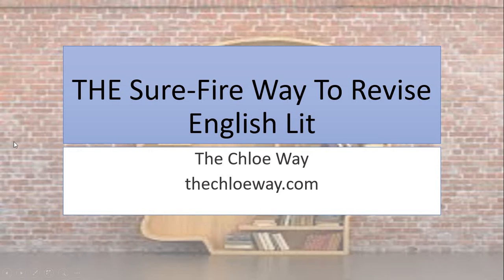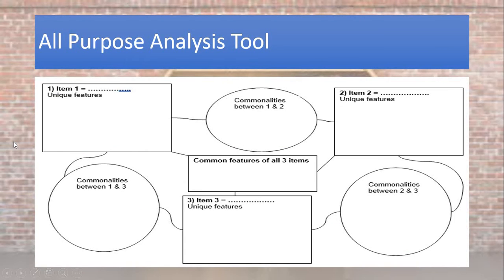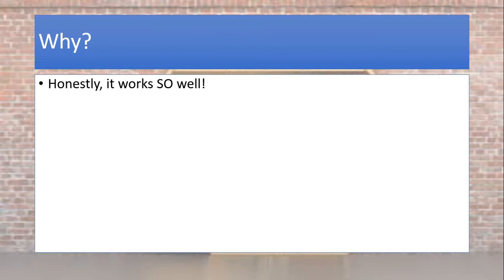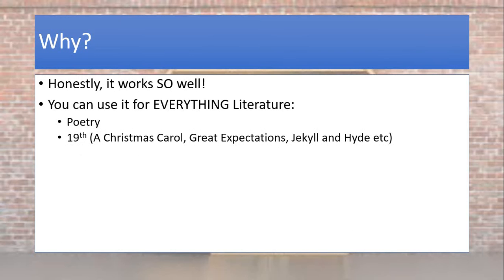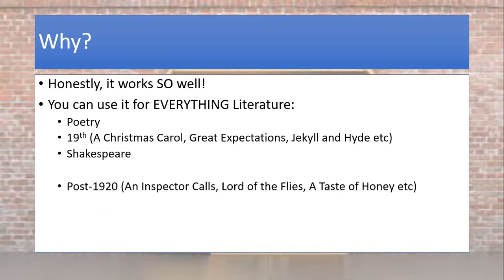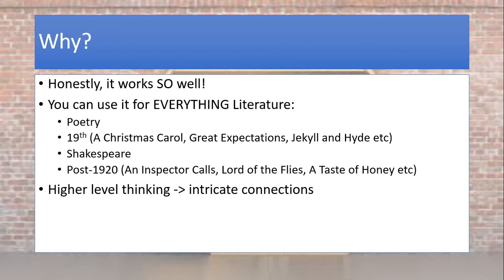We're going to be looking at how to use the all-purpose analysis tool. Now, this little baby honestly works so well. It works with everything. So that's poetry, 19th century fiction, Shakespeare texts, and post-1920 fiction. And that is everything on your literature paper. So are you convinced that this could work with your schedule? It is something that helps you make intricate connections across texts so that you begin to create higher level responses. And if that doesn't sound good, then I don't know what does.